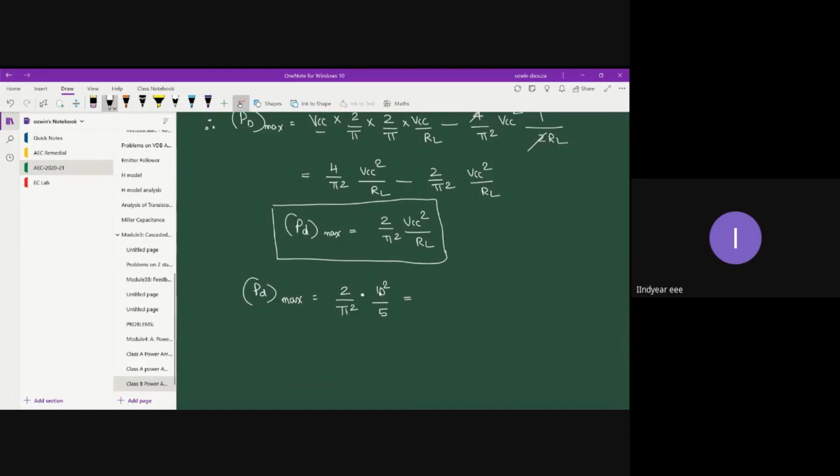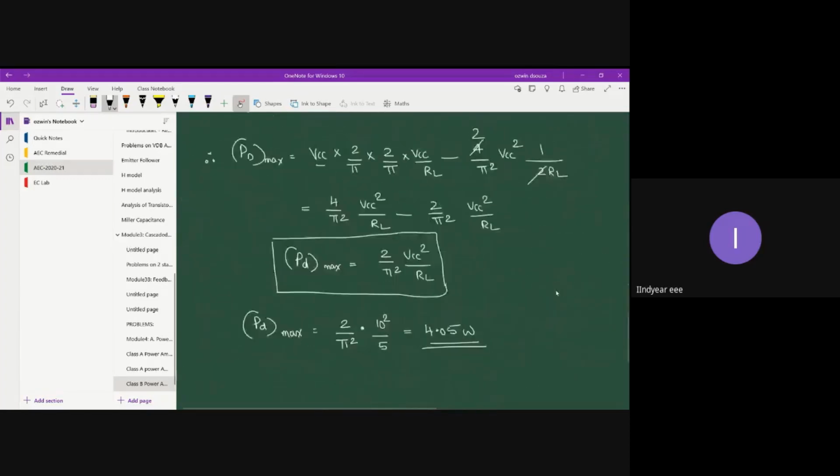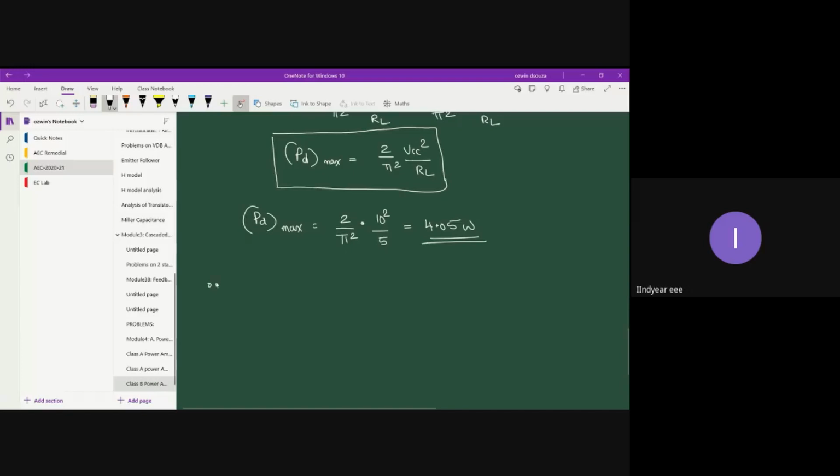Did anyone calculate? 2 by pi square, what answer does it give? 4.05 watt. So that's your maximum power dissipation. Okay, maximum power dissipation. So once the maximum power dissipation is known, you can find out the power rating of the transistors.